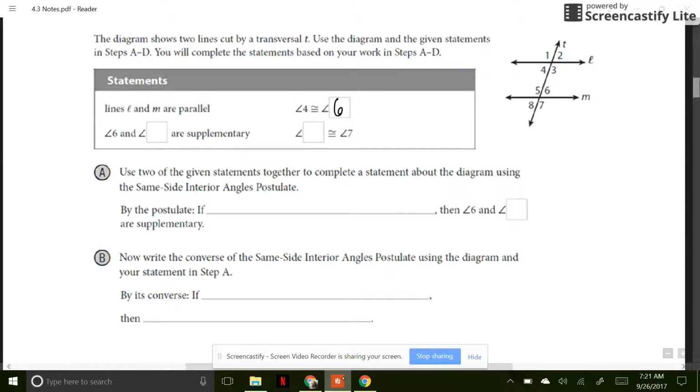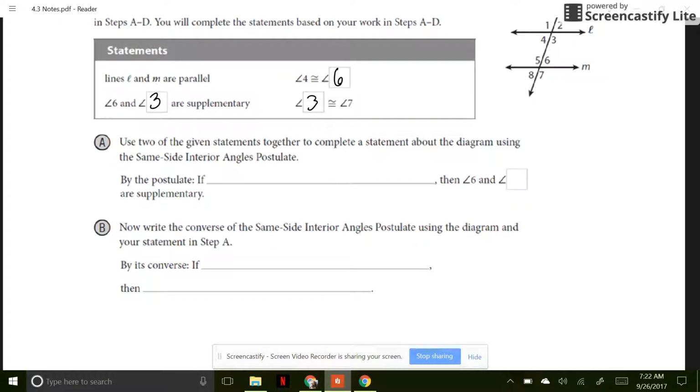We're going to say that angle 6 and angle 3 are supplementary. Those are our same side interior angles. And then angle 3 is congruent to angle 7. That's because they are corresponding angles. So we're going to use two of the given statements together to complete a statement about the diagram using the same side interior angles postulate.